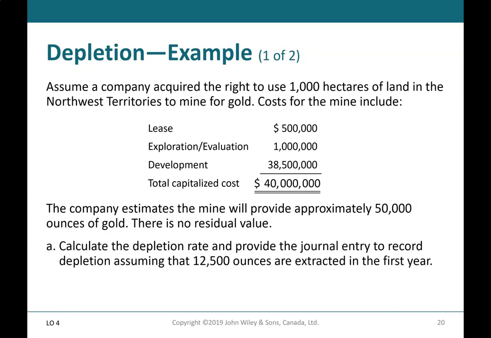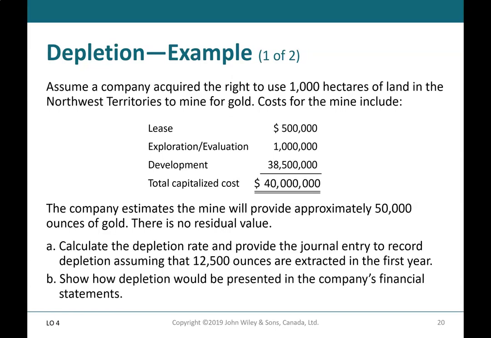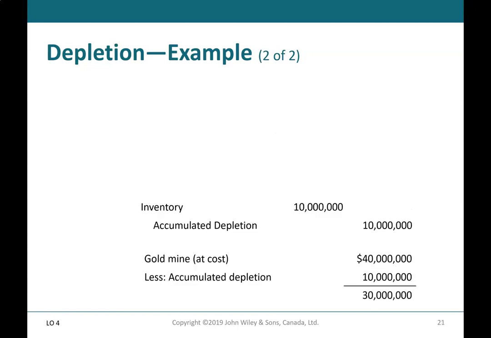A. Calculate the depletion rate and provide the journal entry to record depletion, assuming that 12,500 ounces are extracted in the first year. B. Show how depletion would be presented in the company's financial statements.